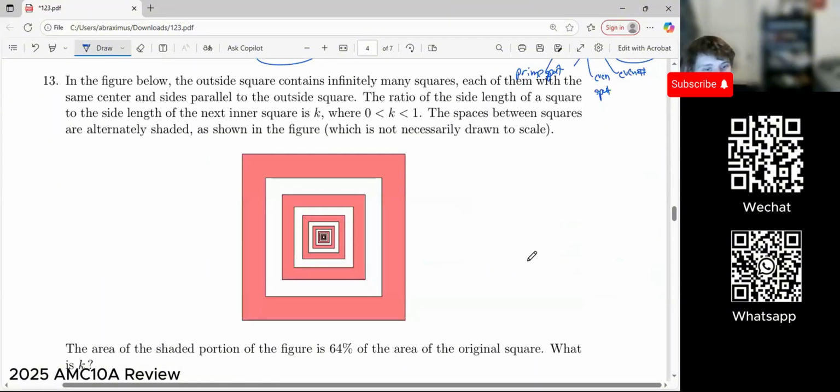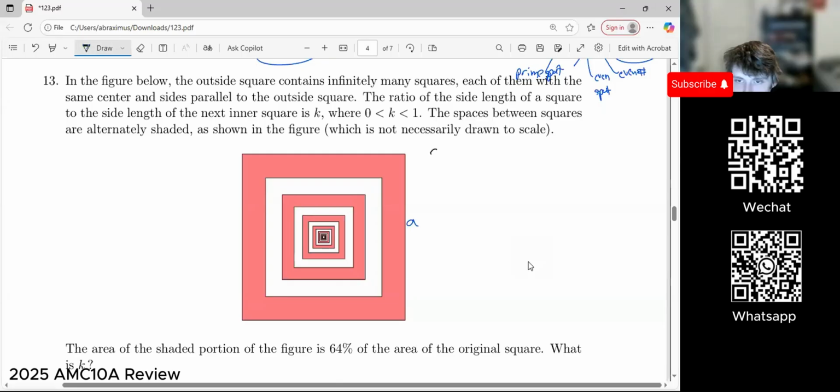So in the figure below, the outside square contains infinitely many squares, each of them with the same center and sides parallel to the outside square. The ratio of the side length of a square to the side length of the inner square is k, where 0 is less than k is less than 1. The spaces between squares are alternately shaded as shown in the figure, which is not necessarily drawn to scale. The area of the shaded portion of the figure is 64% the area of the original square. What is k? Let's call the original square side length a.